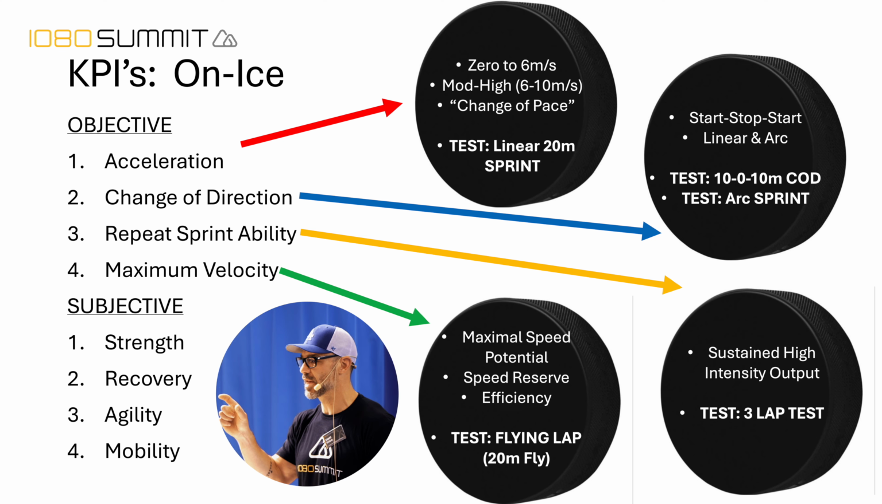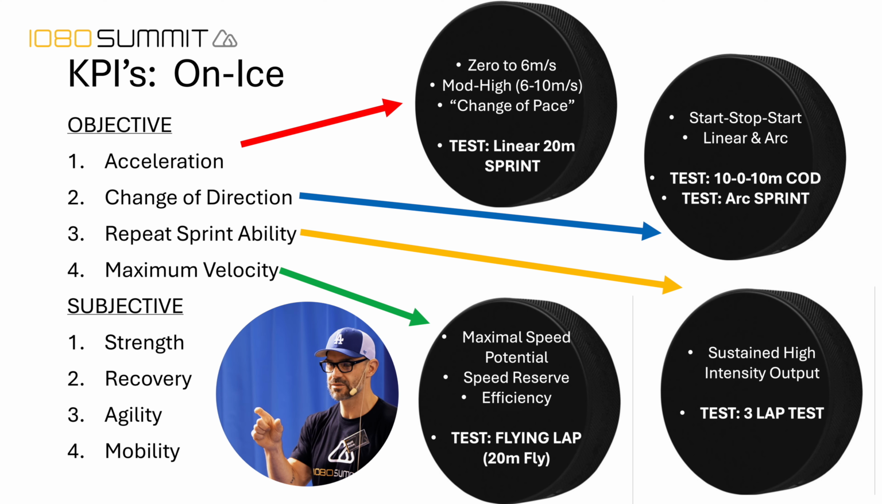We look at linears and arcs. Again, like I said, the game is won and lost in 10 meters, so you're going to have to change direction at some point. We're confined to this ice surface with walls, so you don't get to go in a straight line very long. We use a 10-0-10.